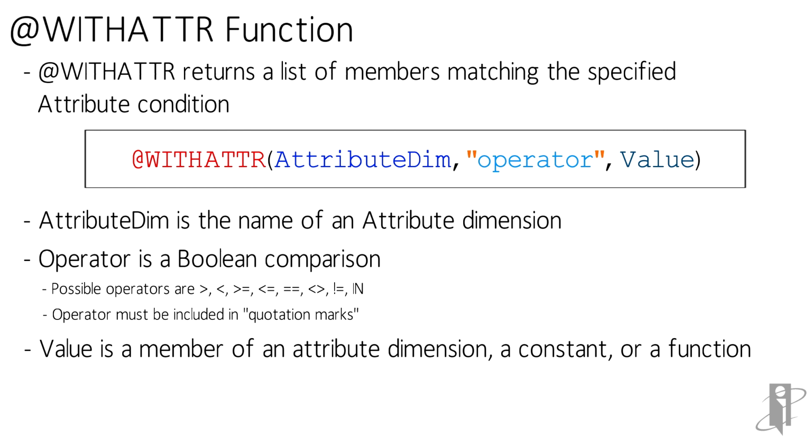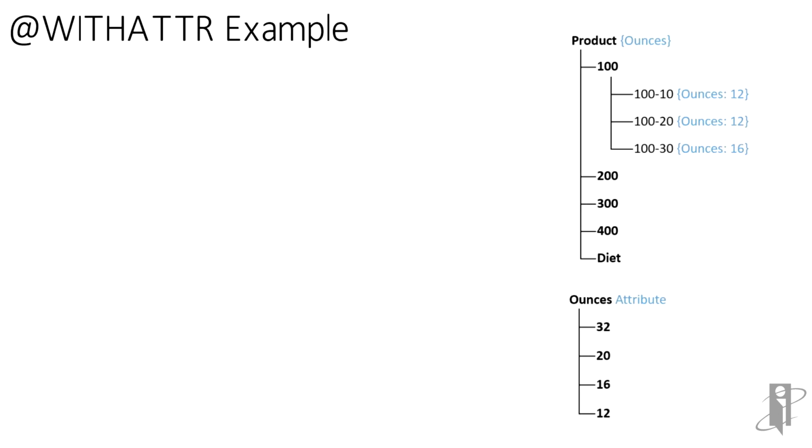For date type attribute dimensions, you do have to use the @TODATE function, T-O-D-A-T-E, in the value to convert your text string to a date value. And then for Boolean attribute dimensions, value needs to be 1 if it's true or yes, or a 0 if it's false or no.